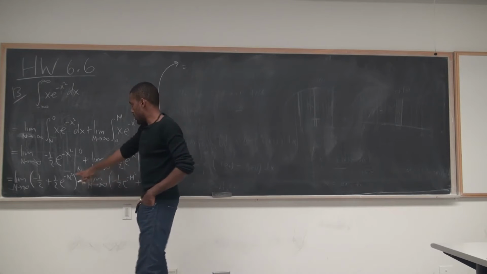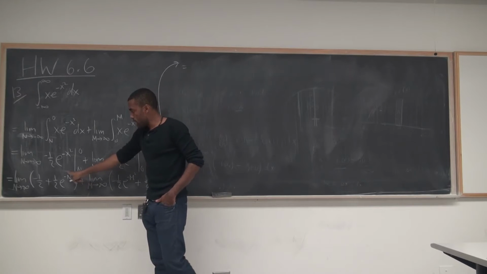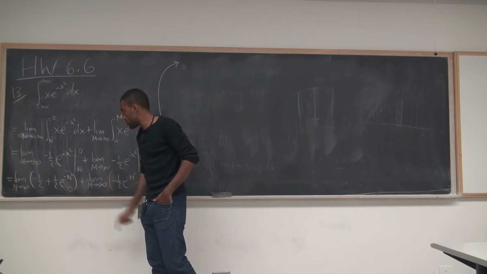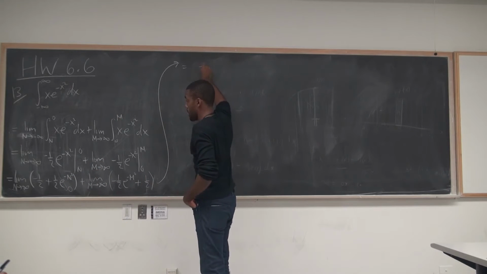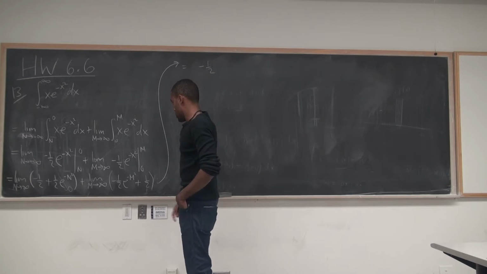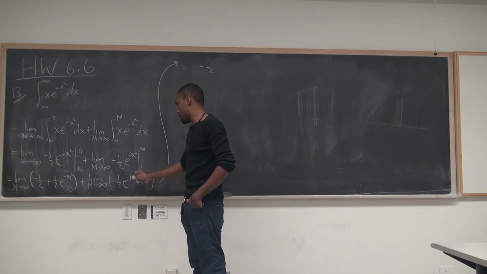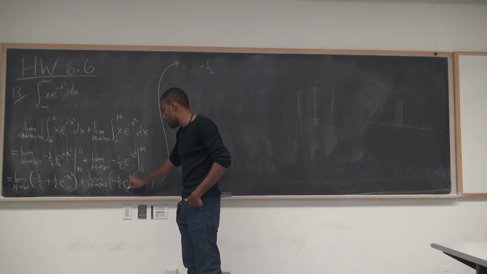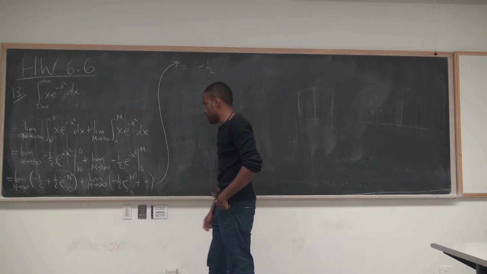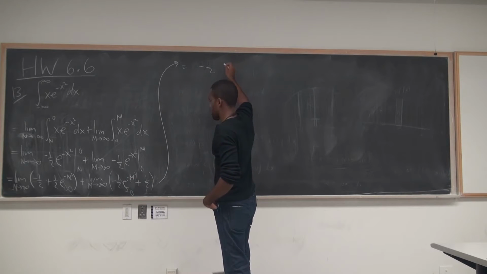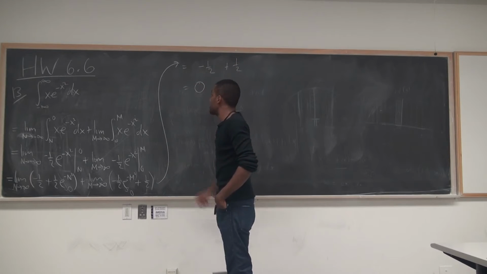Okay, so as n approaches negative infinity, what happens to this term? 0. This is going to go to 0. So I'm just going to get minus 1/2 here. And here, as m approaches positive infinity, 0. Because I'm just squaring the term and then taking its negative. It's always going to be a negative number. That's going to be 0. It's negative infinity. And so I would end up with what? Negative 1/2 plus what? Plus 1/2. So it actually converges to 0.